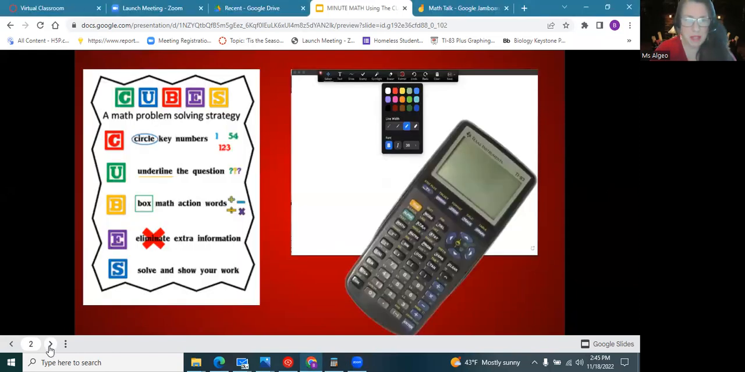So what is the cubes method? Let's just dive right in. The cubes method is a math problem solving strategy. If you take a look at the reference sheet right here, I'm going to give a demo of a word problem using the cubes method.